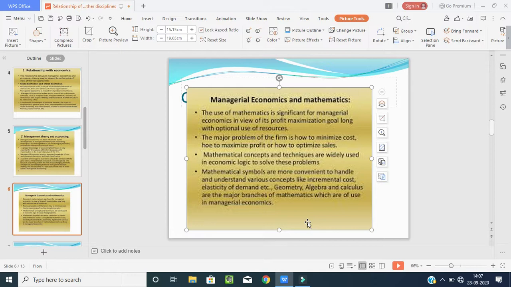When we are saying increase, the place will be added. Surplus, surcharge, all these things will be there. We have to calculate. So we are saying that managerial economics is a discipline of mathematics, or mathematics is a discipline of managerial economics.